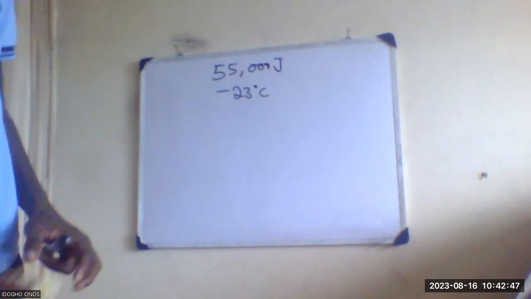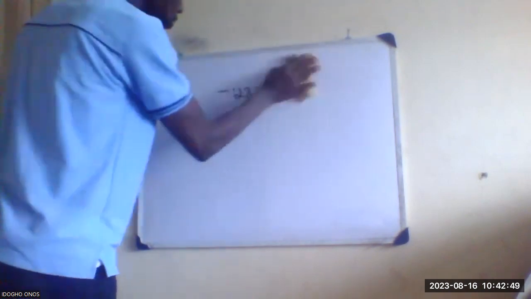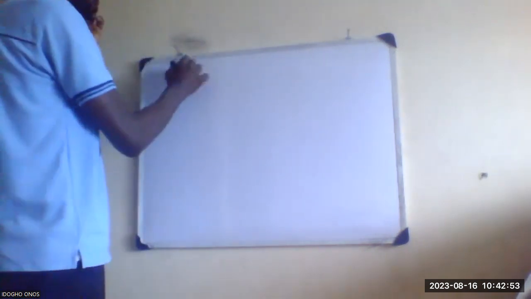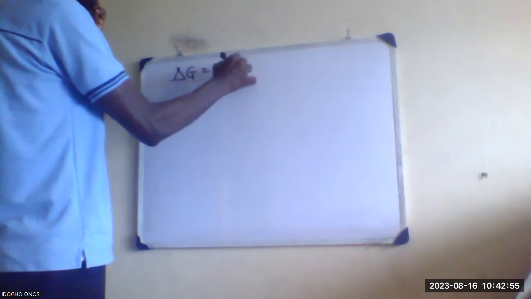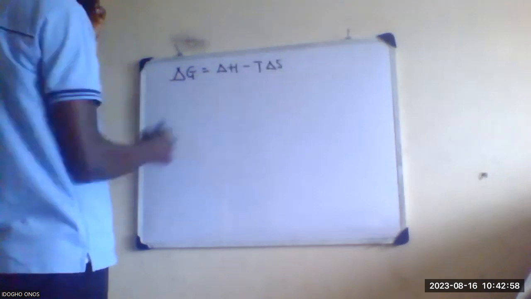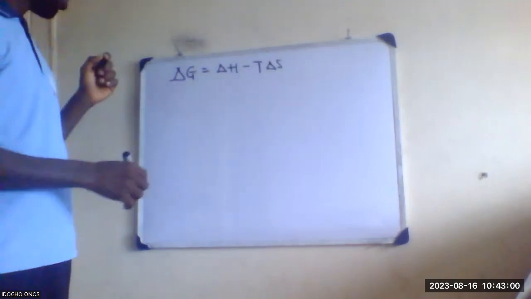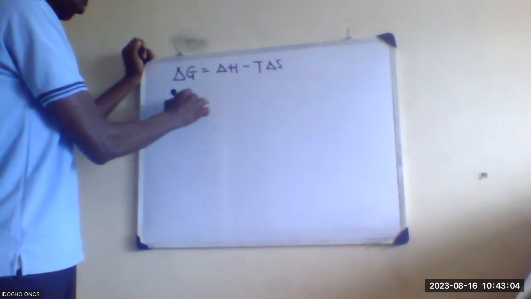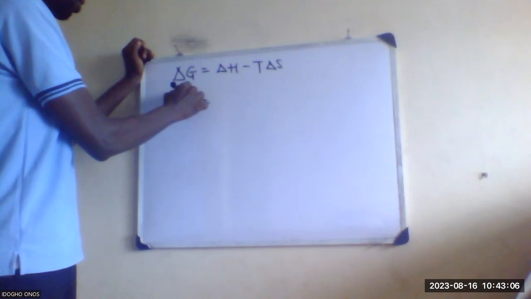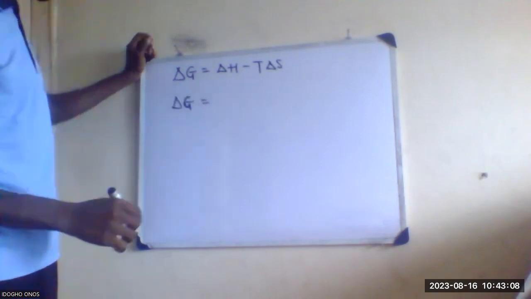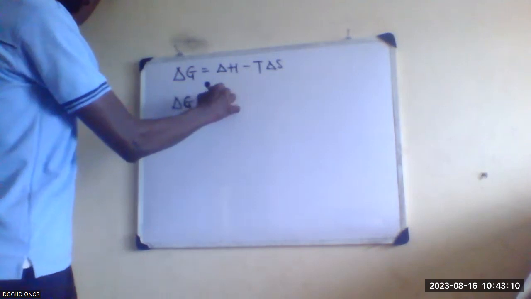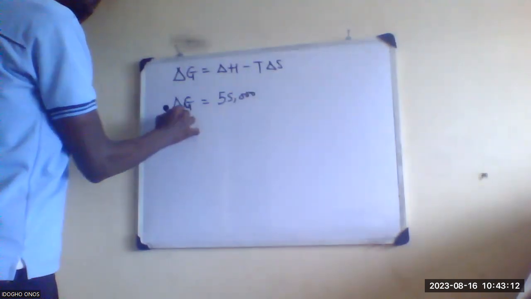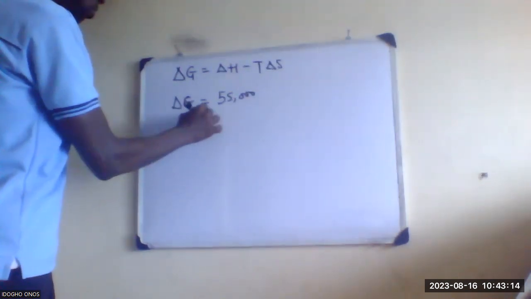Okay, so let's get our formula right. Our formula is ΔG equals ΔH minus TΔS. So by the data given, G is equal to what? What's our free energy change? Was it given? 55,000 joules.